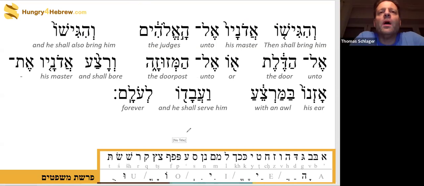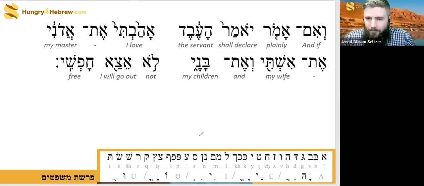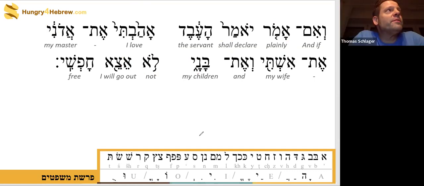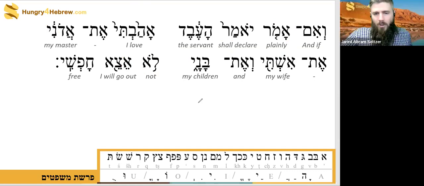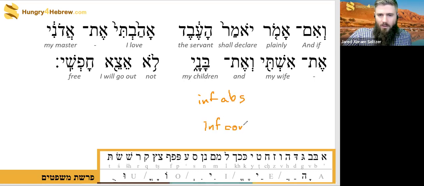All right. I have a little question. Why is the infinitive absolute without the prefix lamed? Very good. I would like to have a really good answer for that. All I can do is state what I see. Infinitive absolute never takes a prefix, never takes a suffix. It is the infinitive construct that takes prefixes and suffixes.